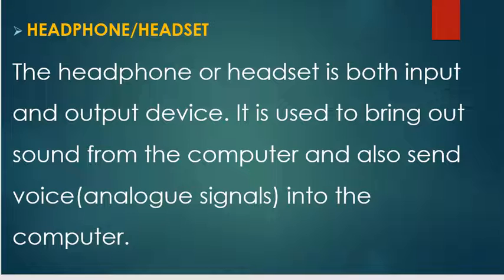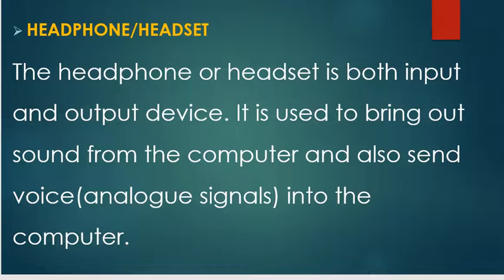The microphone attached to it helps you to send analog waves or sound into the computer. Then the part that acts as the speaker helps a user to hear sound or listen to music and other things from the computer. The headphone or the headset is both input and output device. It is used to bring out sound from the computer and also send voice, that's analog signals, into the computer.